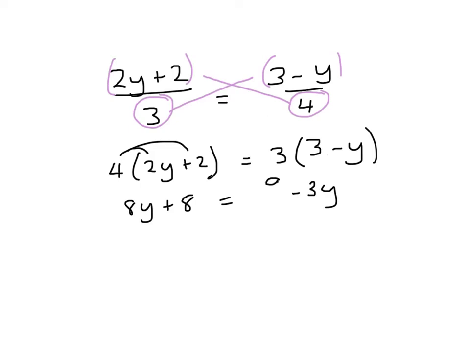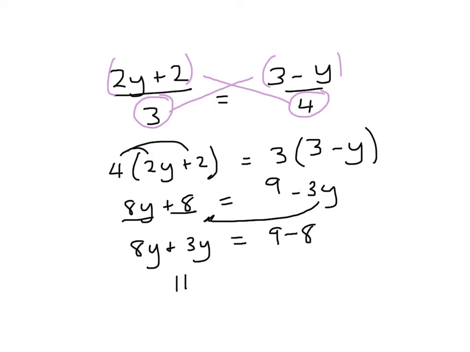3 times 3, so that's 9. Okay, numbers come to this side, y's to the other, so I'm going to have 8y plus 3y equals 9, and plus 8 becomes minus 8 on that side. 11y equals 1, and divide by 11 to get rid of that, and divide by 11 on that side. Those will cancel. y equals 1/11.